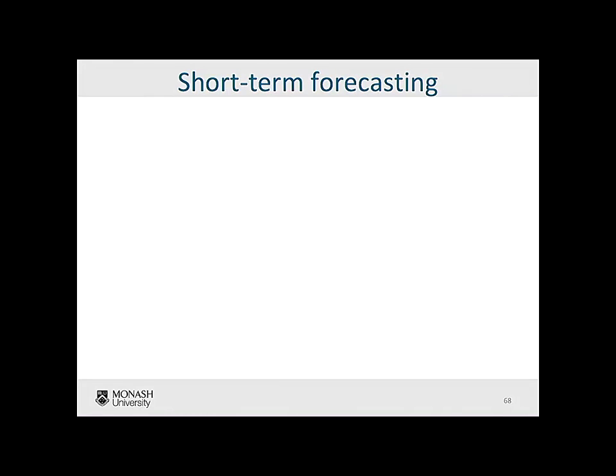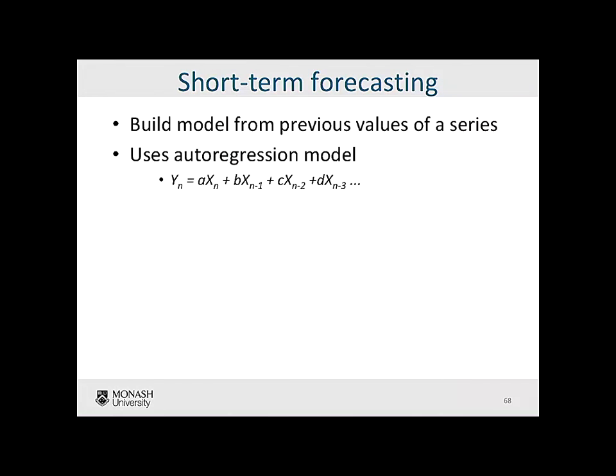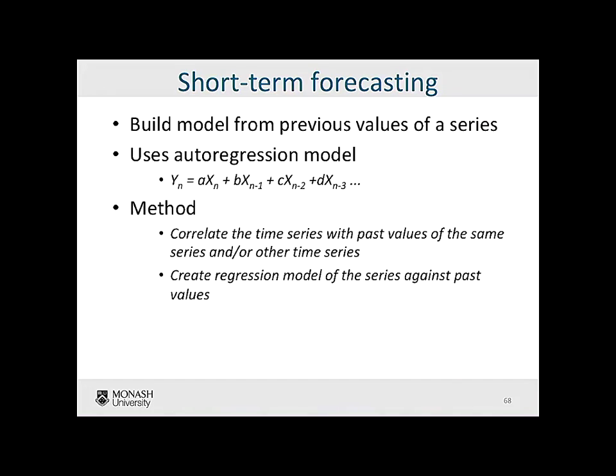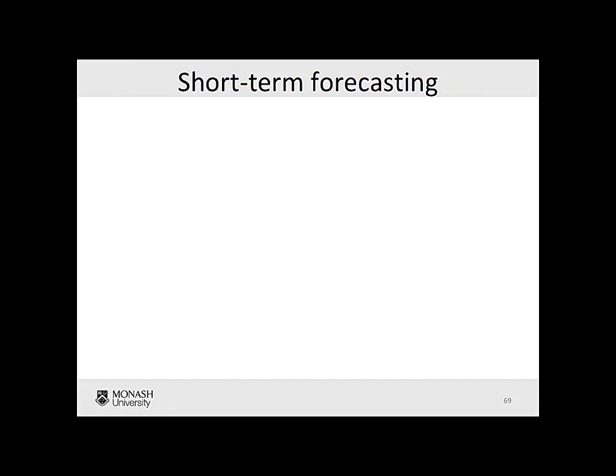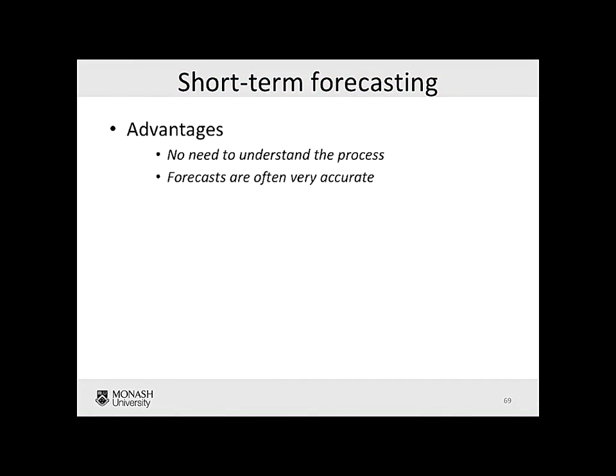On that note, short-term forecasting is where we build a model from previous values of a series. We use auto-regression to predict, and we correlate the data. So we correlate the time series with past values of the same series. We create a regression model of that series against past values. In this sense, we don't have to understand the process.